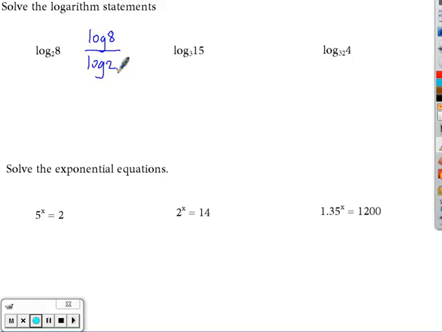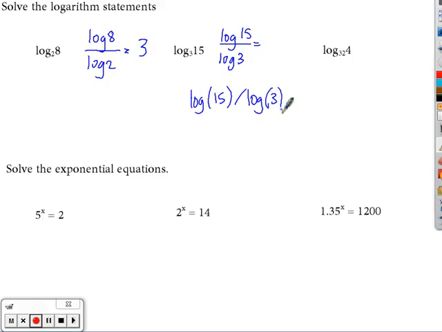So you type that in your calculator, you get an answer: 3. Next we have the log of 15 divided by the log of 3. Again, we're just calculating that, so you're typing it in, log of 15. In the calculator, make sure you close the parenthesis, because when you type in log on your calculator, it opens a parenthesis. So when you type 15, you've got to close the parenthesis and then divide by log of 3. Again, it opens the parenthesis, close it. Hit enter. You should get your answer, 2.46.